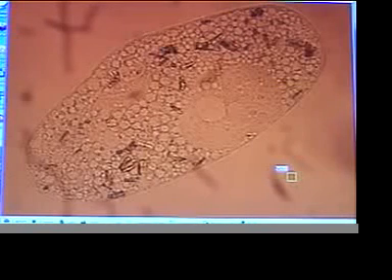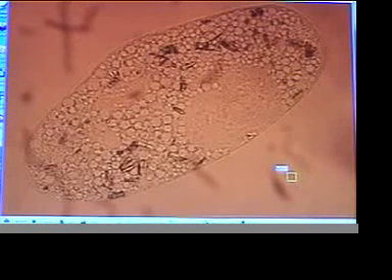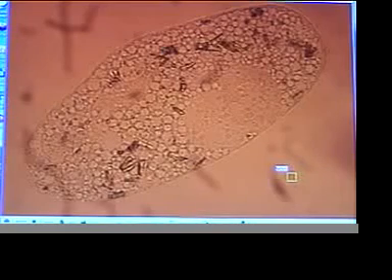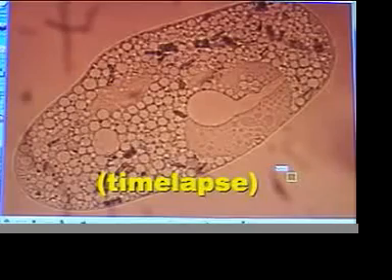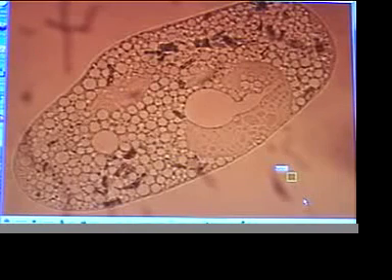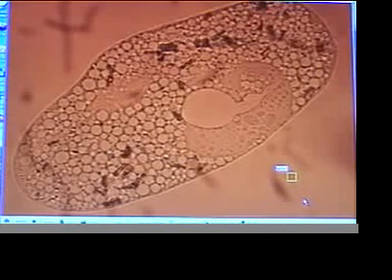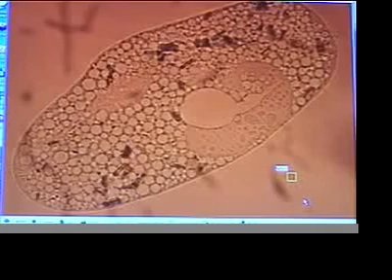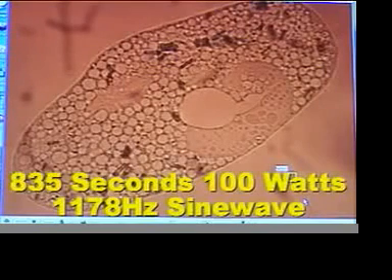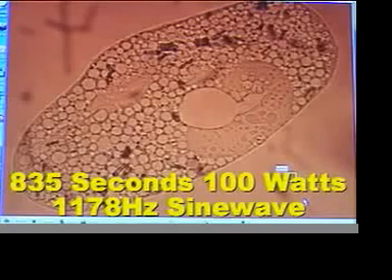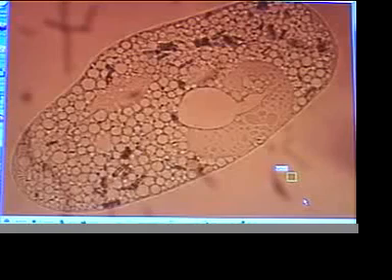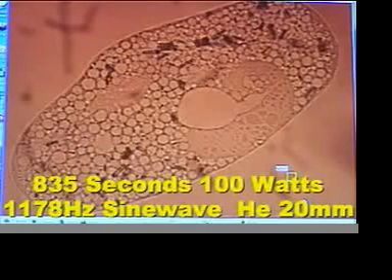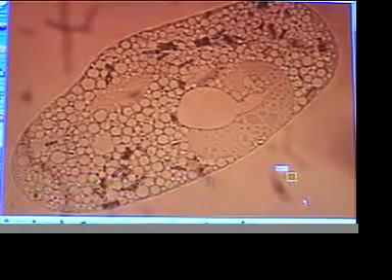We'll stay in this frequency for a while. I might pause the camera. Same organism, but doing a sort of time lapse. Total duration is 835 seconds at 1178 hertz sine wave into a plasma helium tube, a long tube, 100 watts, SWR about 1.3.